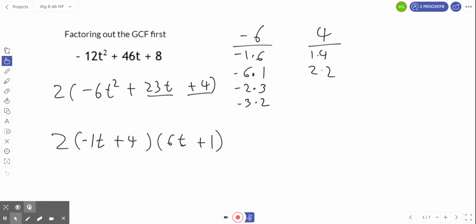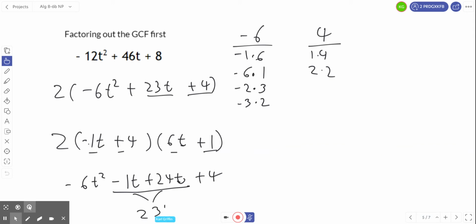So what's going to happen is if I were to multiply that out, I would get the negative 1 times the 6, which gives me negative 6t squared. The negative 1 times the 1 gives me negative 1t. And 4 times 6 gives me positive 24t. And then the 4 and the 1 gives me plus 4. So these two terms will combine to give me that 23t that I was looking for. So that is my answer.